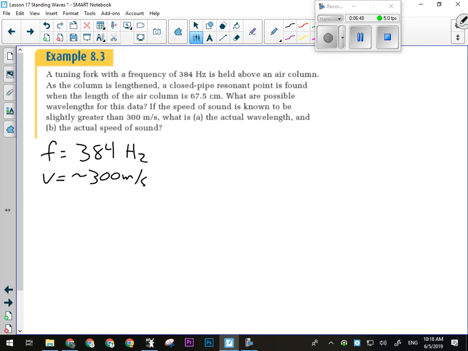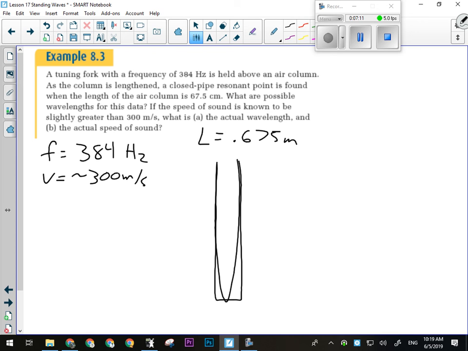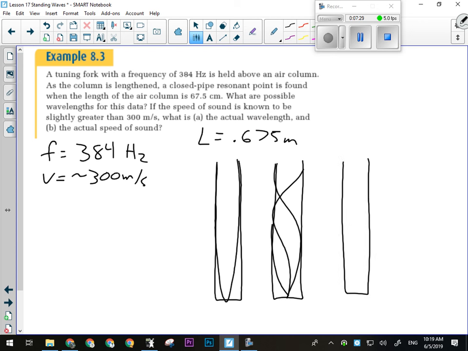They're saying the length of the air column that's resonating is 0.675 meters. They want to know what's the possible wavelength for that data. What are some possible wavelengths? In other words, they're asking which situation is going on here. Is it like F1, where we have 1/4 of a wavelength in the tube, or is it F3, where we have 3/4 of a wavelength in the tube, or is it even F5, where there's 5/4 of a wavelength?